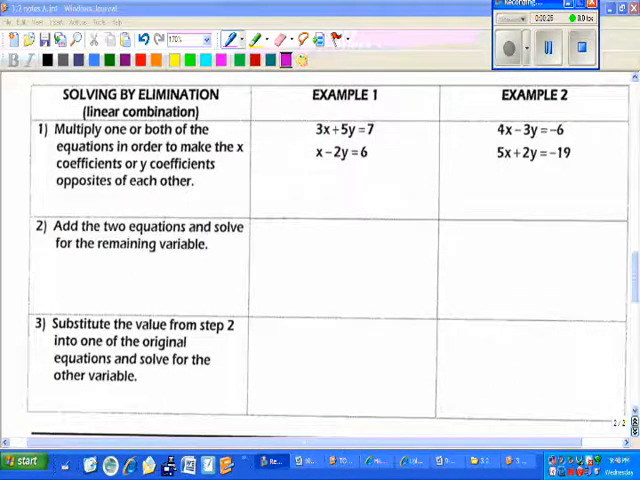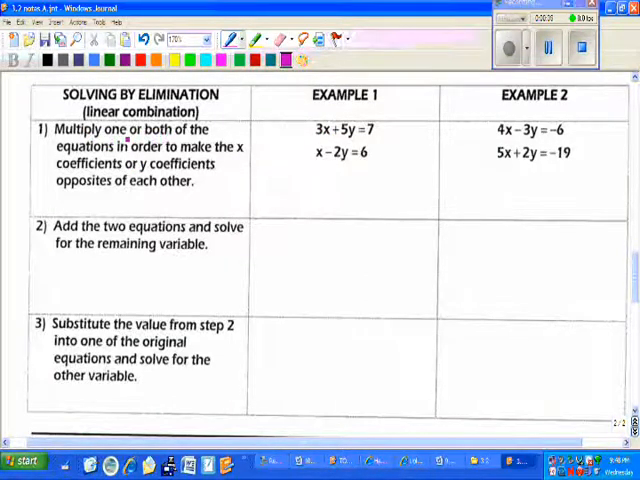So again, get about 3 steps here, but this time we're going to show 2 different examples side by side because one's a little bit easier than the other. First one, multiply one or both of the equations. So that's the difference between our 2 examples. Multiply one or both of the equations in order to make the x coefficients or y coefficients opposites of each other. Alright, so that's the key right there. They have to be opposites of each other.